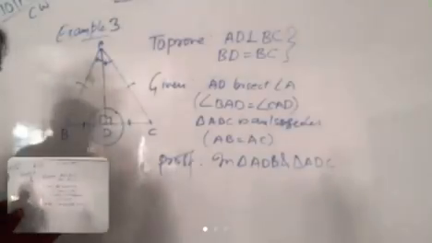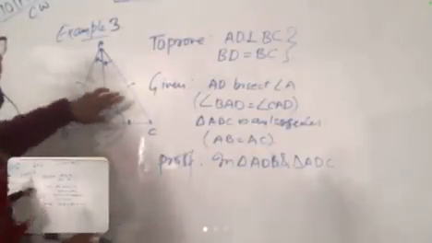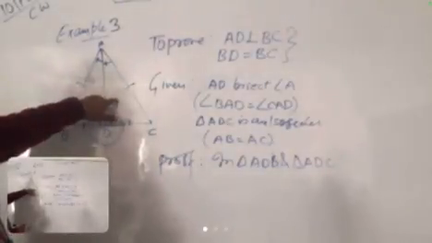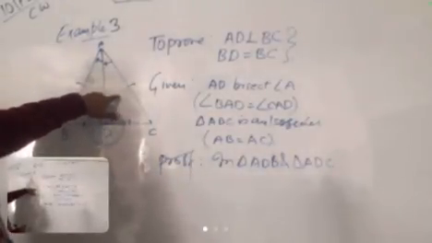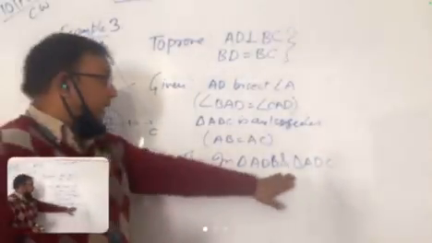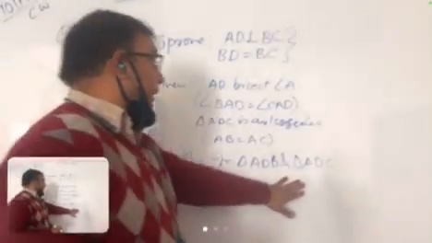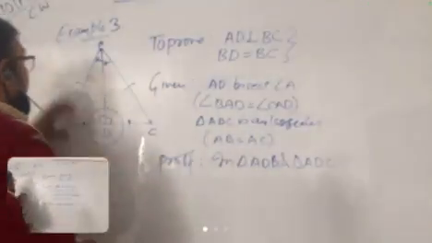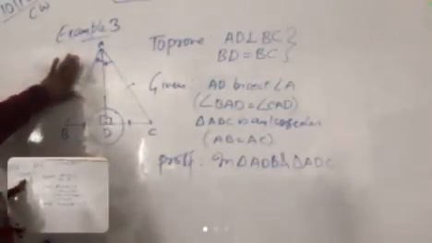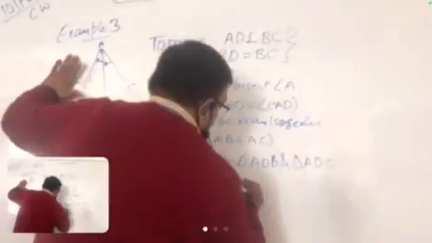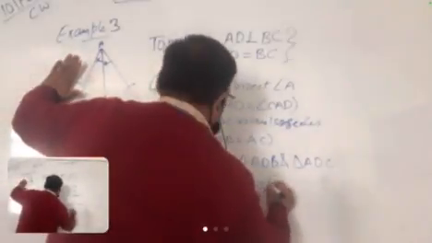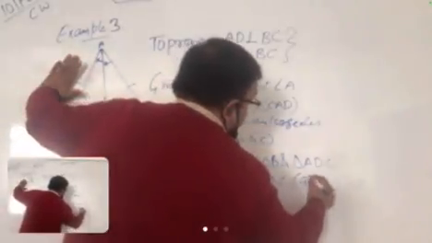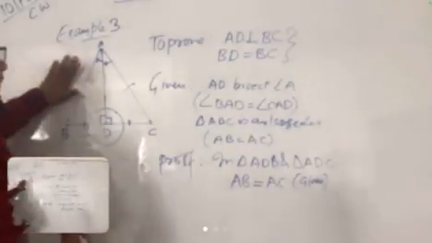Now, in this, we are going to prove, we are going to make the triangles ADB and ADC congruent. Now, in this, we know that AB is equal to AC. It is given here, opposite sides of an isosceles triangle.